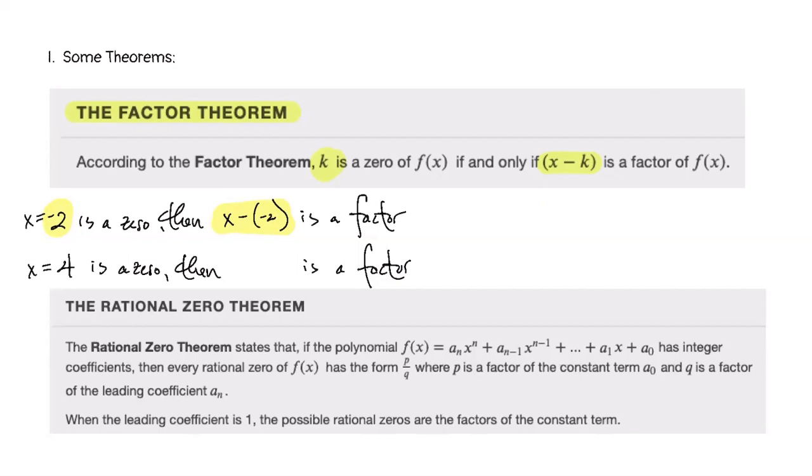Yeah, in this case, k is 4. So x minus k would be x minus 4. Okay. Let's try 2 more.